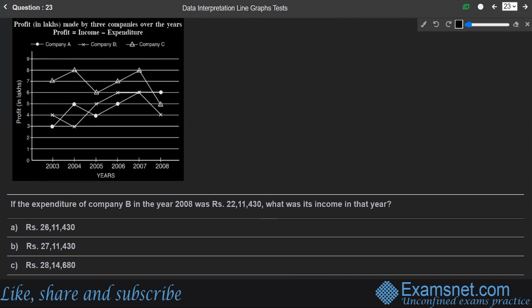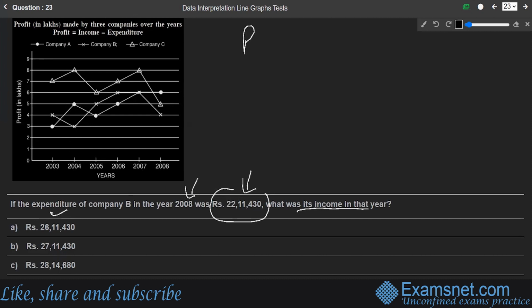Now he says, if the expenditure of company B in the year 2008 was 22,104.30, what was the income in that year? We are supposed to answer this. If the expenditure of company B in the year 2008 was this much, then what was the income?